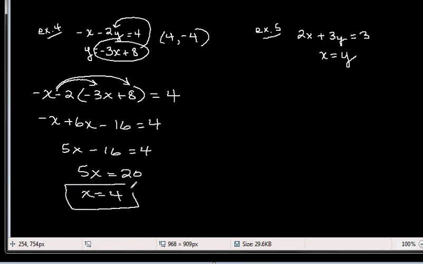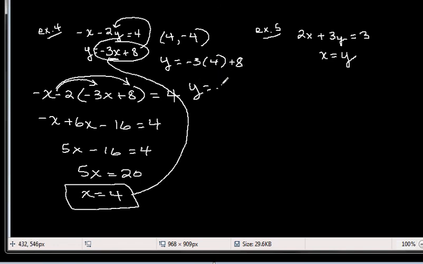Then you just take that back up here, and we get y equals -3 times 4 plus 8. You get y equals -12 plus 8, and y equals -4. And that's our ordered pair. 4, x goes first, then -4.